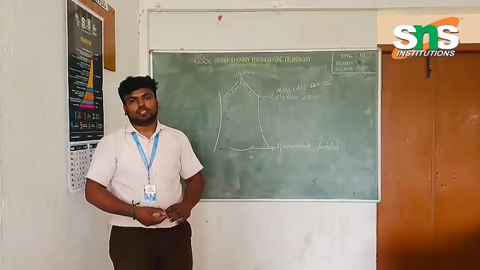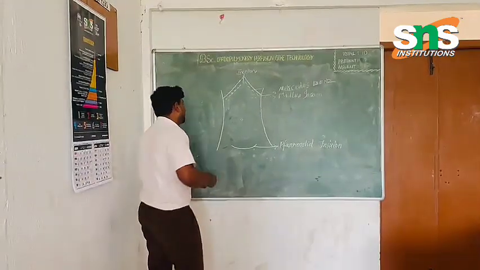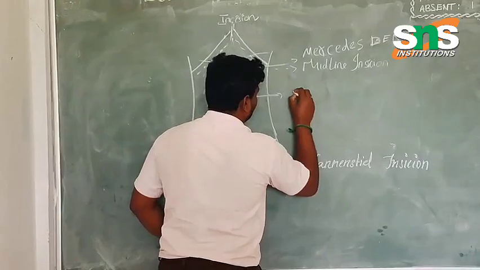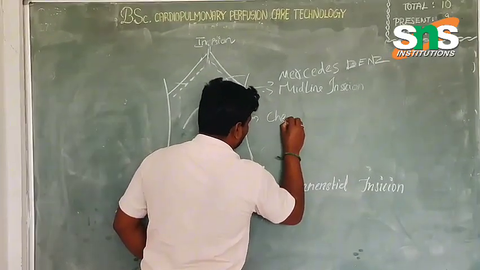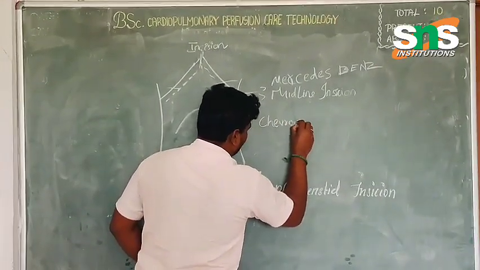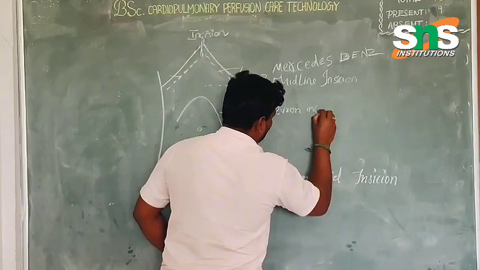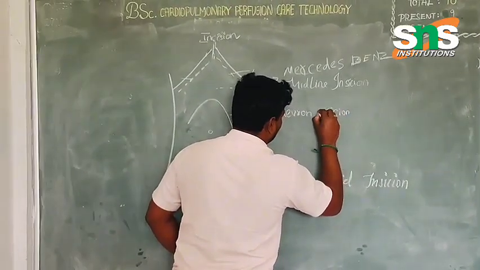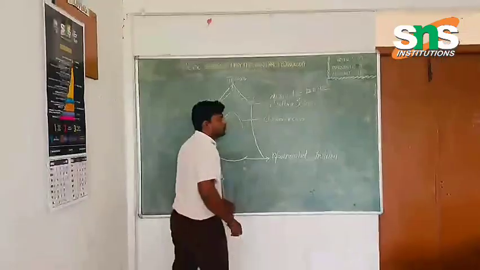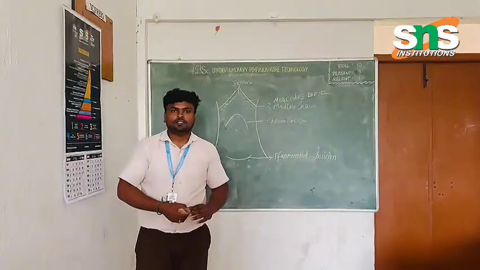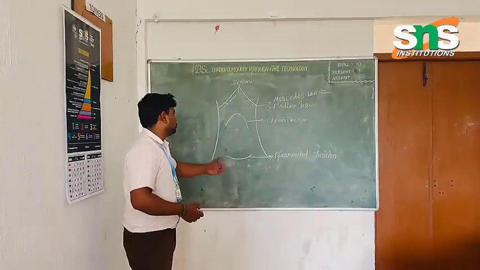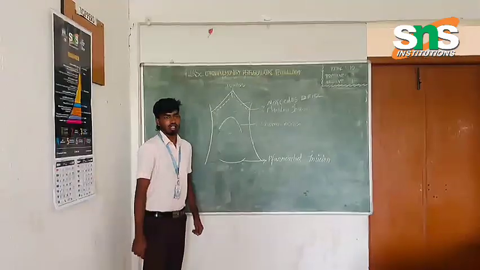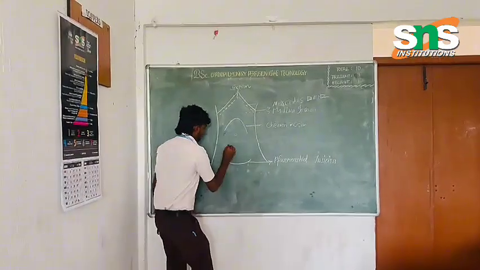Now I will explain about chevron incision. Chevron incision is also called as rooftop incision. It has 2 points and is a bilateral subcostal incision. I am talking about transverse incision.